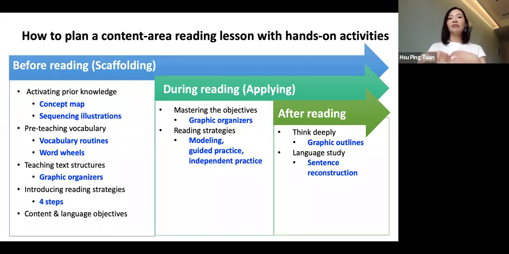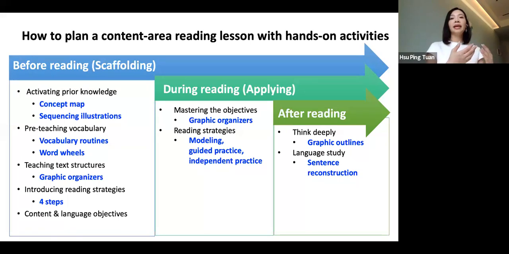So we will give them some text. For example, we can give them some graphic outlines. They need to go back to the reading and read it again, and then they will be able to try to find the information in order to complete the text. And there are 4 kinds of graphic outlines that I share with you. You can use the one that works best for you, because it depends on which content area you are working in. And here comes the last one, language study.